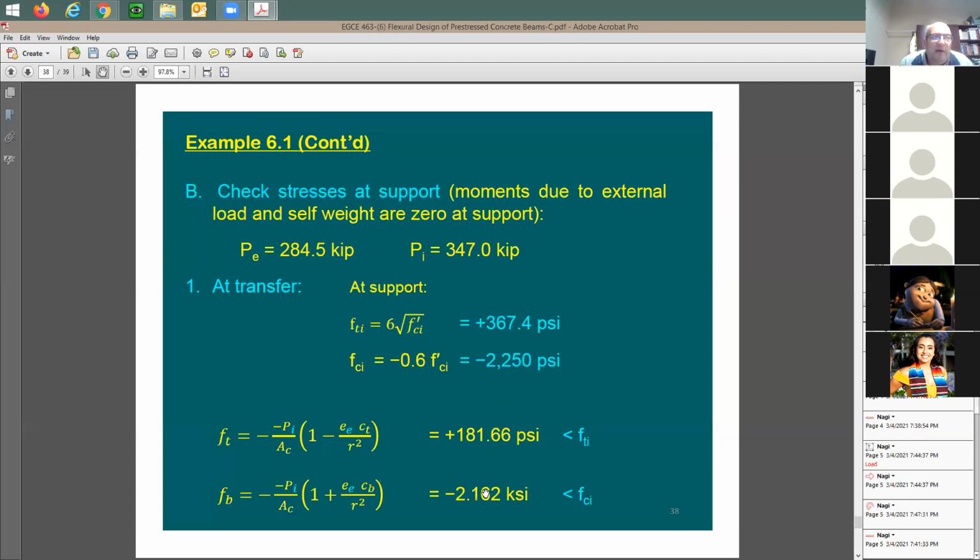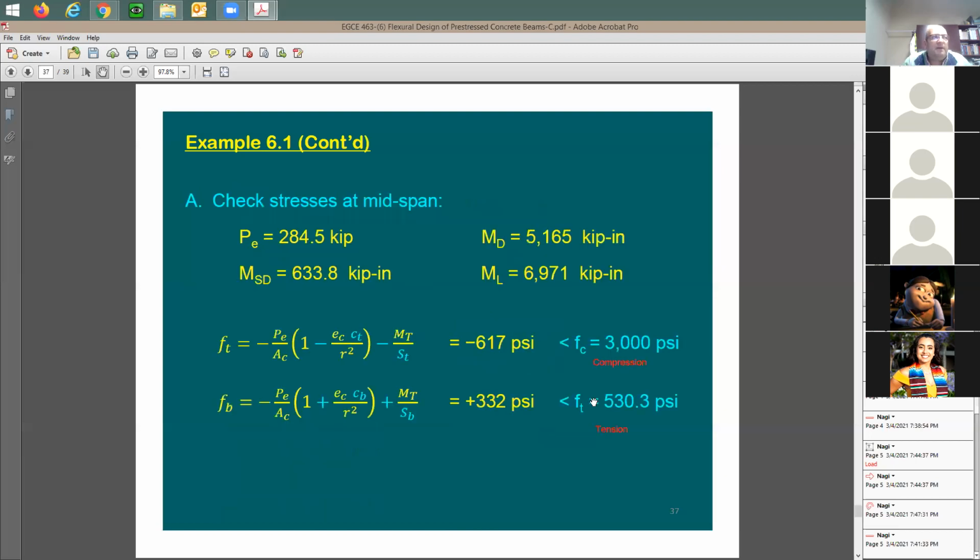2162. Now I want you here to tell me which one is controlling. Is it this stress level? I'm going to call this number 1. Compression at time of transfer at the effective, which means at the service level. Or tension at the service level.